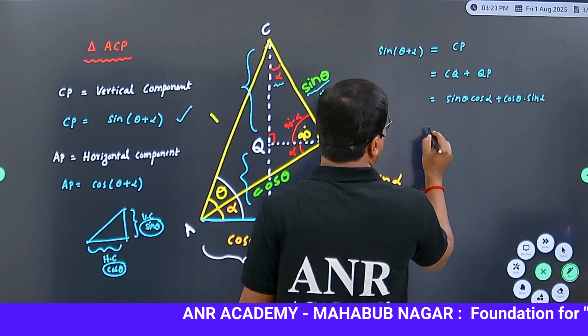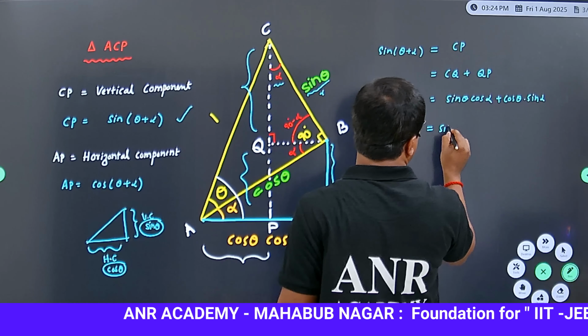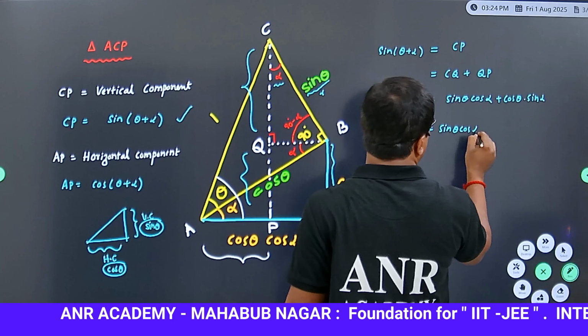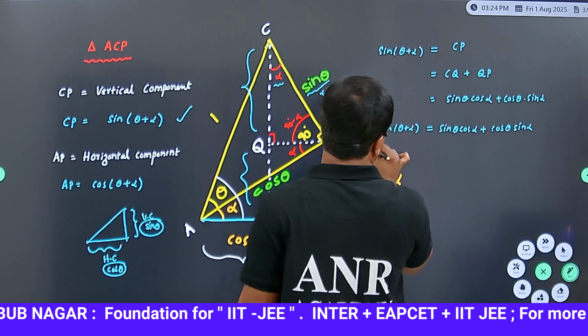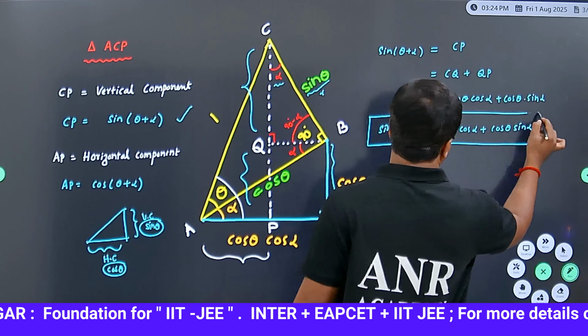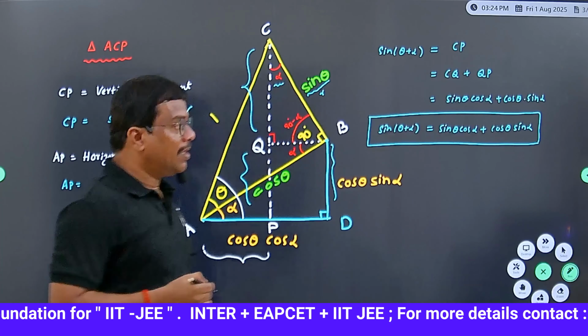So sin of theta plus alpha is finally sin theta cos alpha plus cos theta sin alpha, and hence the result is proved. Sin of theta plus alpha is this one.